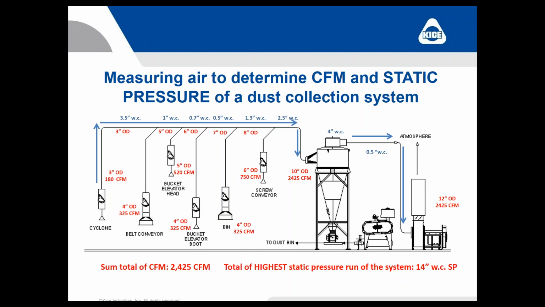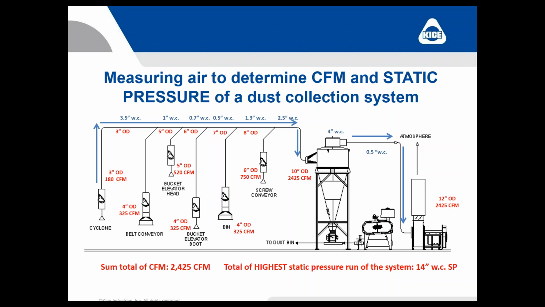But on the static, it's not a sum total of all the static runs. It's basically the longest, highest static pressure run of the system. So in my diagram, I've got 3.5 inches on the far left. I'm saying, as an example, there's 3.5 inches lost from that hood or from that cyclone back to that first branch fitting. There's another 1 inch of water column between the first branch fitting and the second. 0.7 between the second and third, 0.5, 1.3.